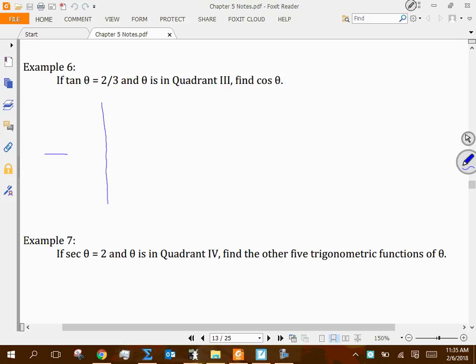We're in the coordinate plane. They say theta is an angle that terminates in quadrant 3. So I want to draw out some angle in quadrant 3. It doesn't really matter how big it is, as long as it terminates over here. Okay, so that's my theta.